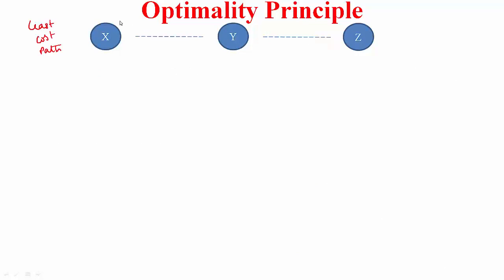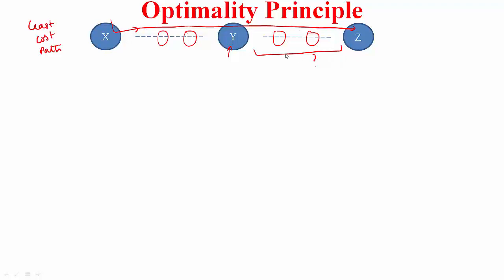Suppose this is the least cost path between two nodes X and Z, and let's say Y is an intermediate node on that particular path. By the way, there are other nodes as well. I'm just focusing on one intermediate node Y. Given that this is the least cost path between X and Z, what can you tell about the path between Y and Z?